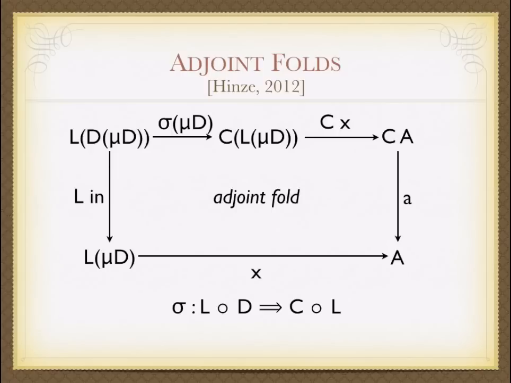Now, the data structure and control structure are related by sigma, which is a natural transformation that acts as a kind of impedance matcher between the two. When it was introduced, this scheme was shown to cover generalized folds and nested data types, but it wasn't clear how histomorphisms fit the bill.